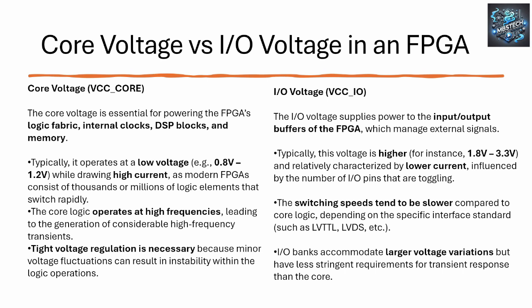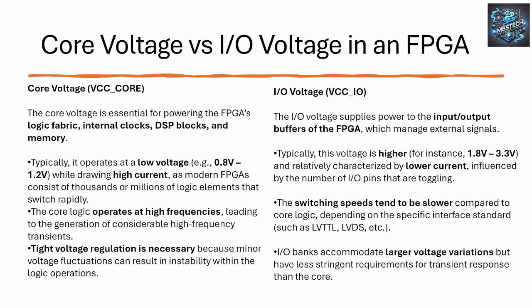The FPGA core, what does it consist of? The core voltage is essentially powering the FPGA's logic fabric, the internal clocks, the DSP blocks and memory subsystems. As said before, it typically operates between 0.8 and 1.2 volts, draws very high current. The core logic operates at very high frequency, leading to a generation of considerable high frequency transients. Tight regulation is necessary.